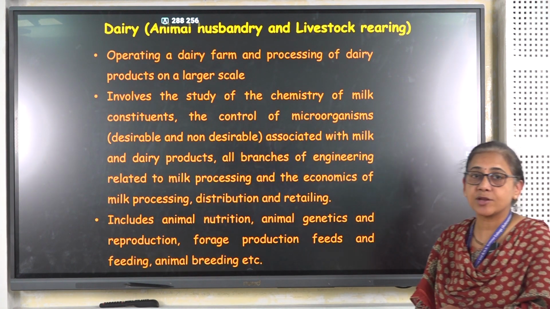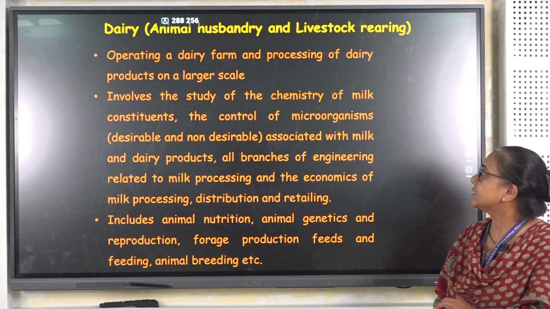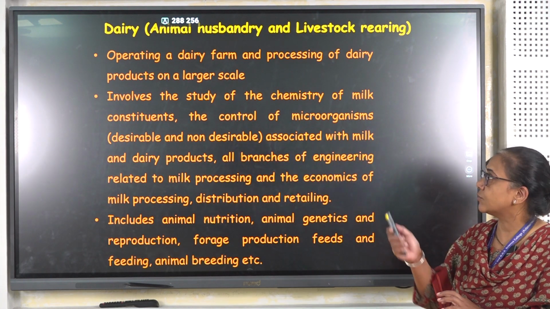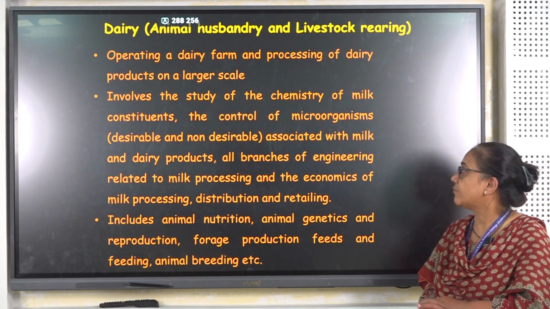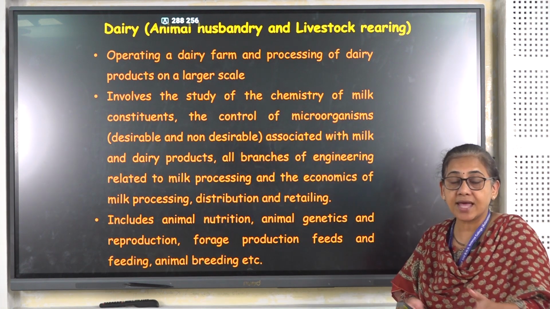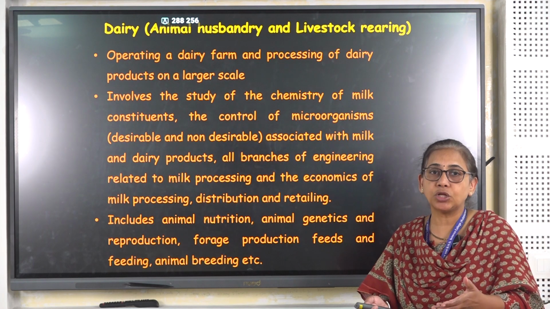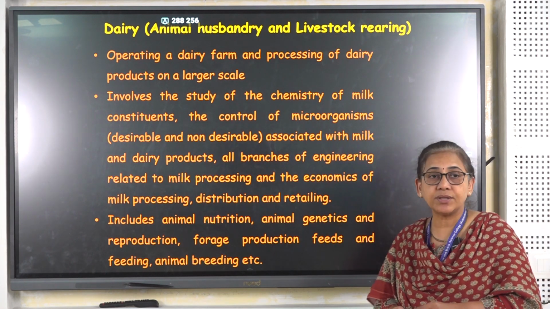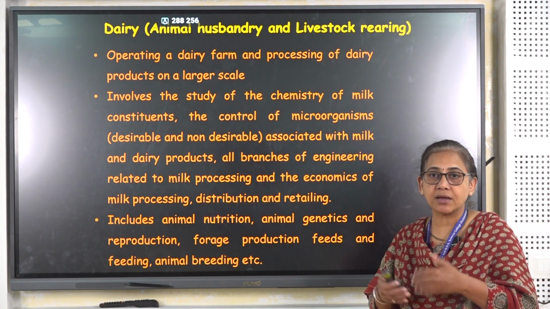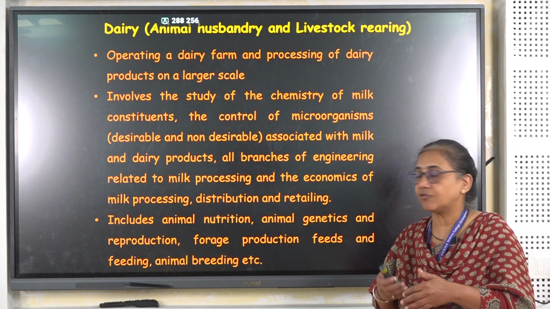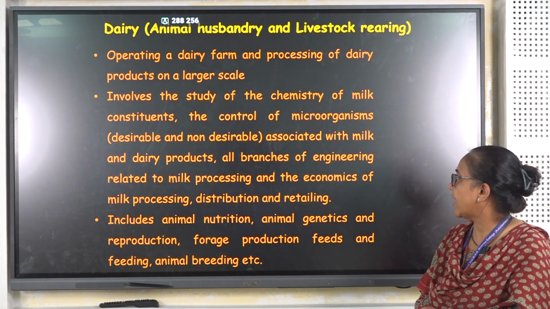The other allied business of the agriculture sector is dairy. Operating a dairy farm and processing of dairy products on a large scale is known as dairy. It involves the study of the chemistry of milk constituents, then control of microorganisms, both desirable and non-desirable. Desirable ones enhance the quality of the milk, whereas the non-desirable ones we should get rid of because they will cause damage to the milk and milk products, and they are not suited for the animals.